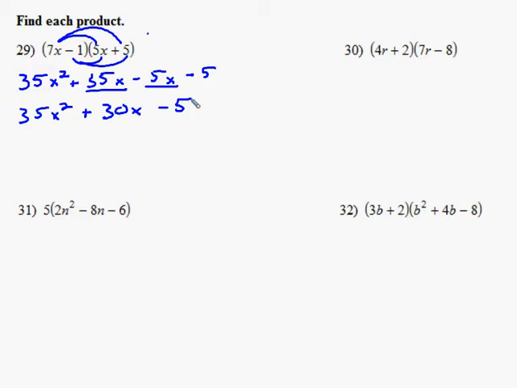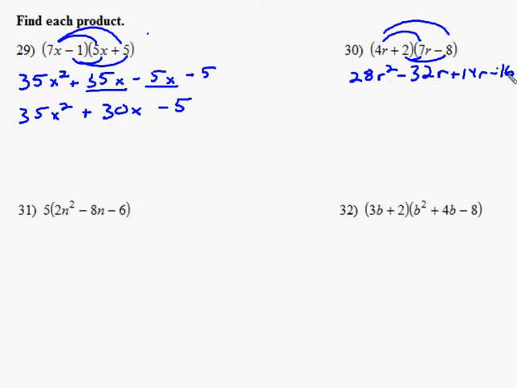And so that's what we do when we multiply these polynomials. The next one's very similar, number 30. We're going to take 4r times 7r, gives us 28r squared. 4r times 8 is, actually it's a negative 8, so negative 32r. 2 times 7r is 14r, and 2 times negative 8 is negative 16.